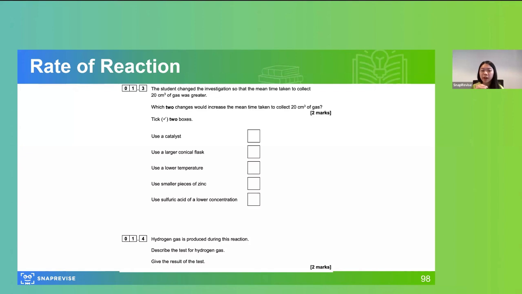The rate of reaction questions are very heavily application. So it's just understanding that higher rate of reaction, what are the factors? What factors affect this? And then you'll be able to apply it. The last question we've earlier just talked about, hydrogen gas. What's the test for it? Burning splint, squeaky pop sound. Very straightforward. I saw that there was a question.